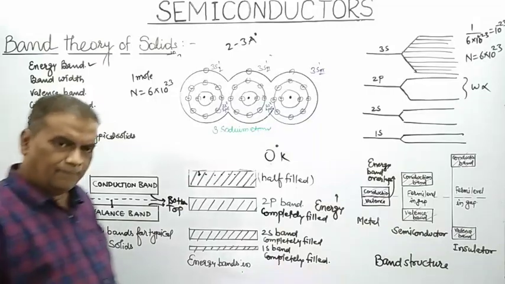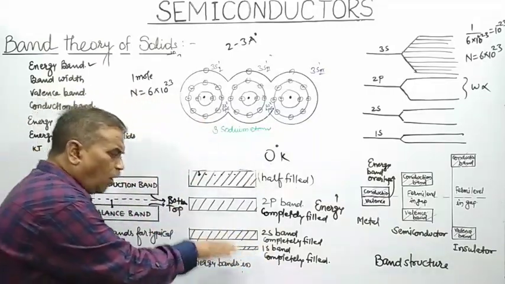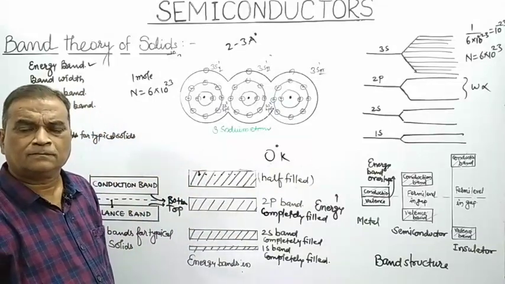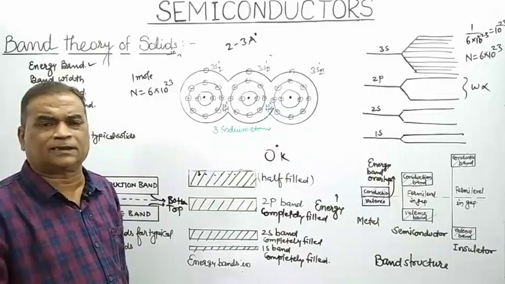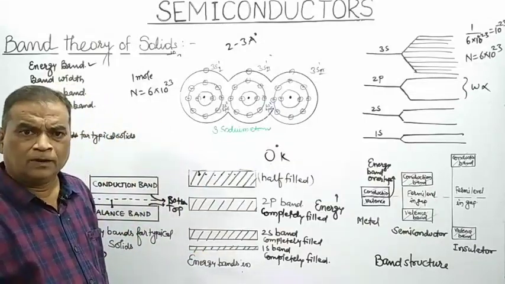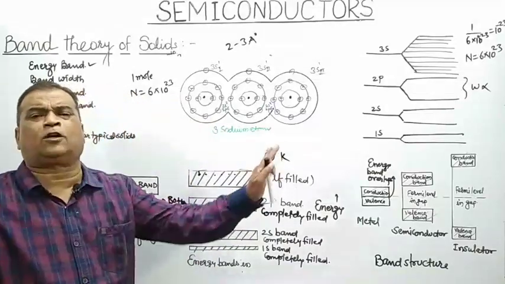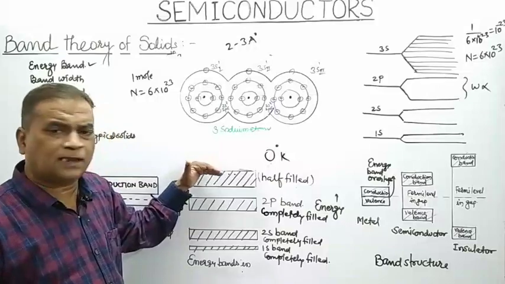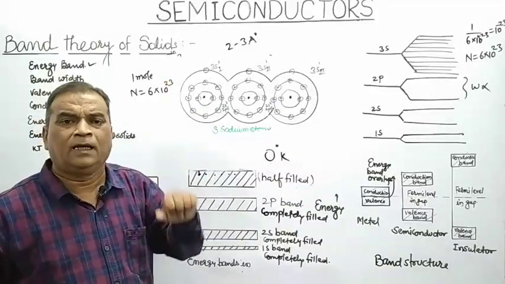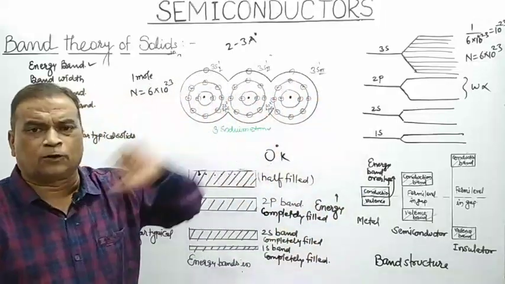Remember what I am saying: all the energy levels in all the bands including the topmost band in a semiconductor are completely filled, so that at 0 degree Kelvin no electrons are available for conduction of electricity. No electron is allowed to enter into the conduction band. Hence a semiconductor behaves like a perfect insulator at 0 degree Kelvin.